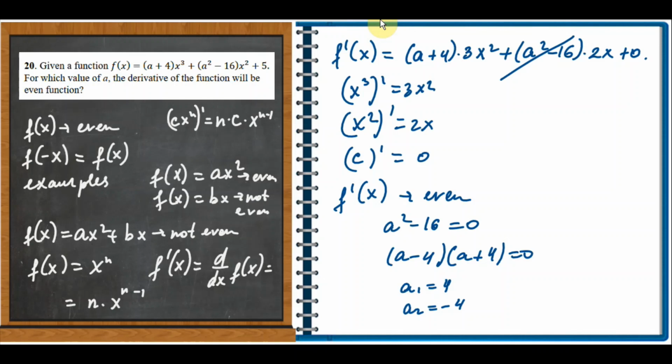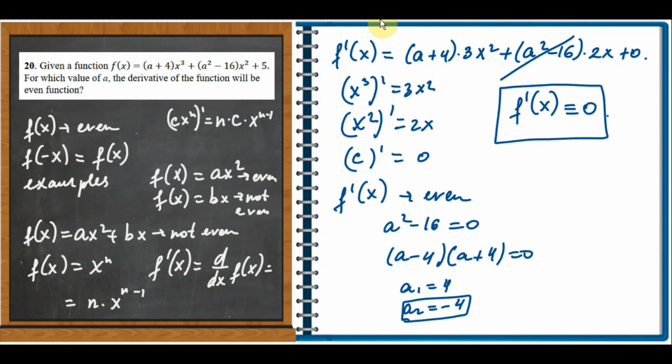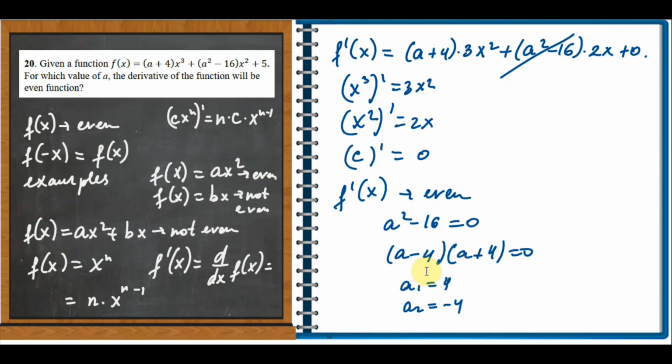Here is a nuance: if we take a2, which is negative 4, this term will be eliminated. We will get f derivative of x equals 0. We sometimes call it both, like even and odd function together. Therefore, the correct answer is 4 and negative 4.